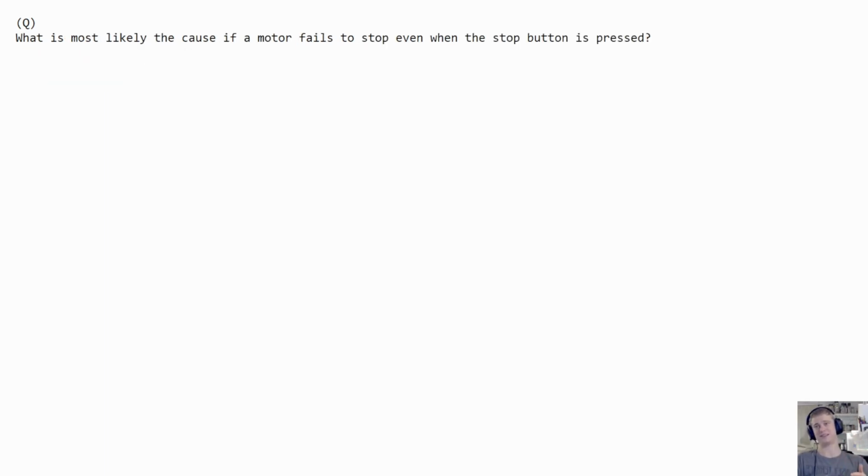Next, what is most likely the cause if a motor fails to stop even when the push button is pressed? And this is the interlock has been welded. Next, what type of contact is a maintaining contact in motor controls? This would be called a normally open contact.